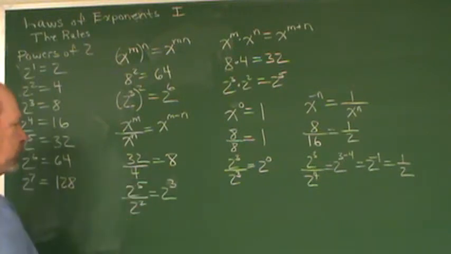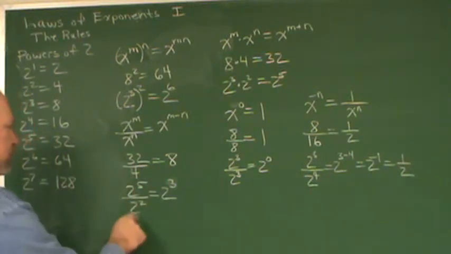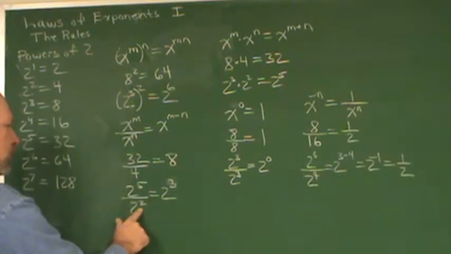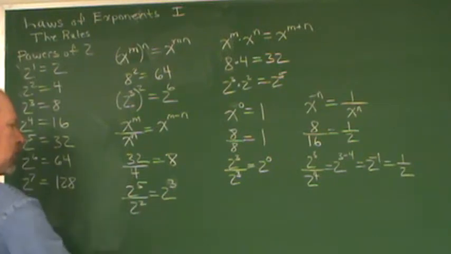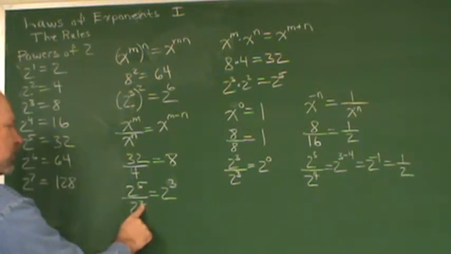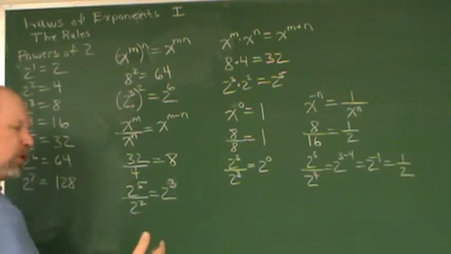Once again, from a numerical point of view, a fact is 32 divided by 4 is 8. Now, if we consider this equation from an exponential point of view, 32 is 2 to the fifth, 4 is 2 squared, 8 is 2 to the third. Look at this 5, look at this exponent of 2, look at this exponent of 3. How can we get 3 out of this 5 and this 2? Well, you can get it by subtraction.